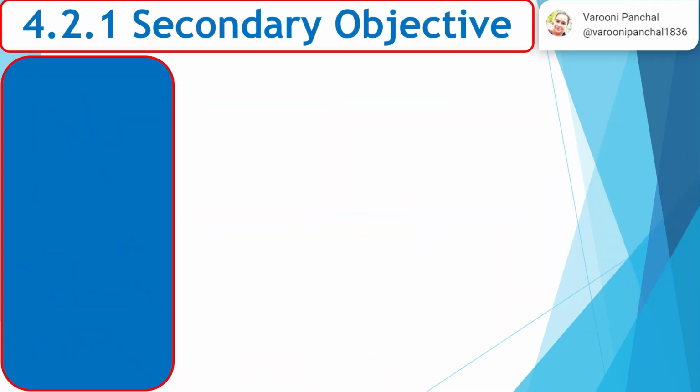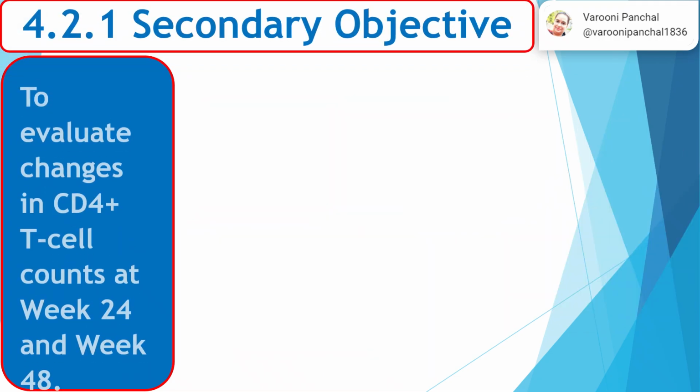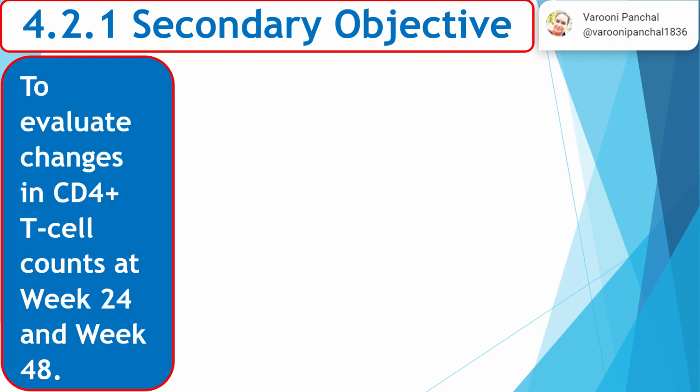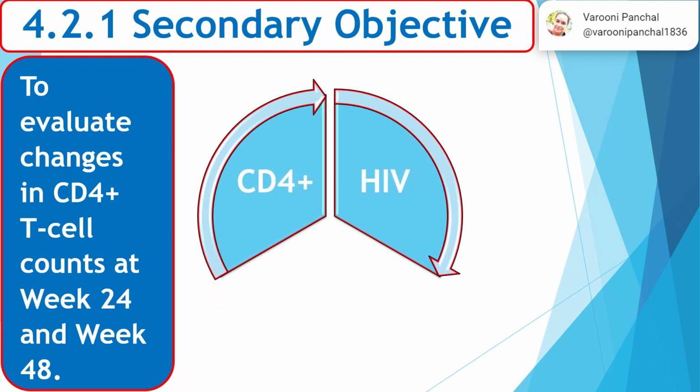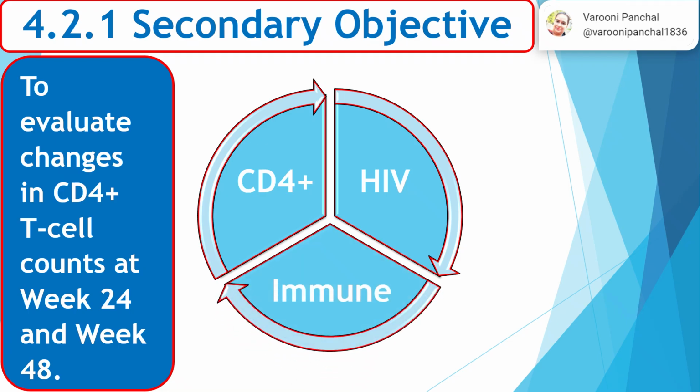(4.2.1) Secondary objective: to evaluate changes in CD4+ T-cell counts at week 24 and week 48. Explanation: CD4+ cells are a type of white blood cell that is a key indicator of immune health in HIV-infected individuals. Successful antiretroviral therapy leads to an increase in CD4+ counts, showing improvement in immune function.